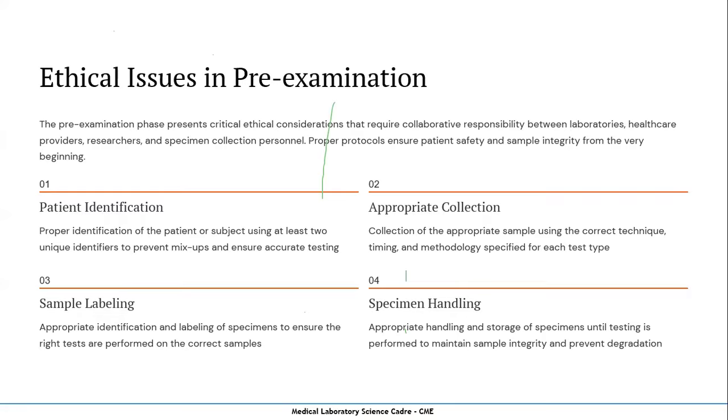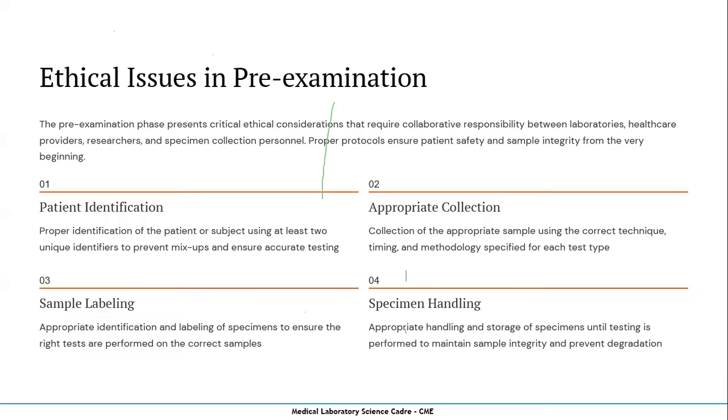Our samples must be labeled with the appropriate identifiers, both the sample and whatever sticker or label that you put on top of a sample, but you must ensure that correct labeling of all samples is done at the pre-examination phase. Specimen handling, we are to appropriately handle and store our specimens until testing is performed, so that we maintain the sample integrity and prevent degradation.